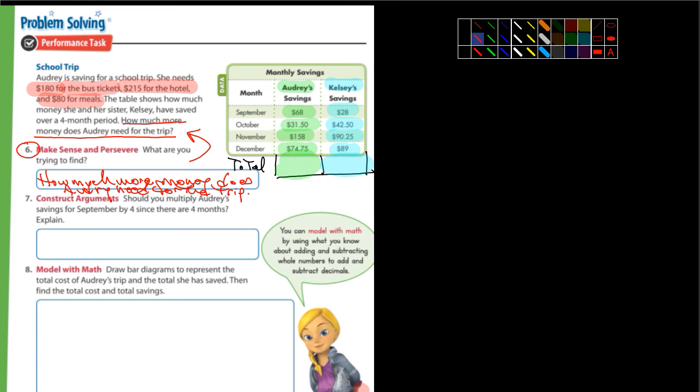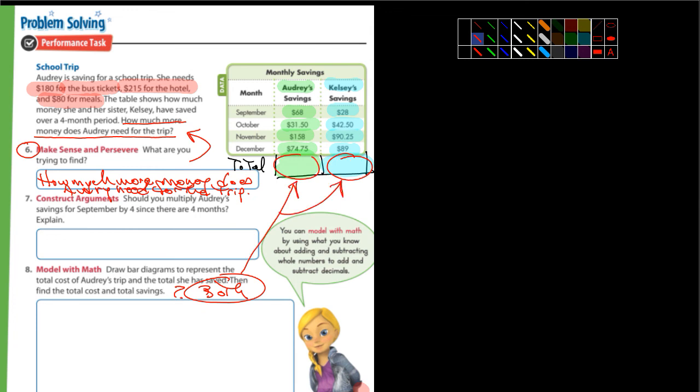And then finally, it says, draw a bar diagram to represent the total cost of Audrey's trip. Looks like they're not too worried about Kelsey's savings. And then find the total cost and savings. Oh, well, if you're finding the total, then I guess you would add them both up. I'm assuming. I don't know if they're just looking for Audrey's total or both of theirs. I'm not sure. So I'm just going to put down both. So do it for both. The total for both right here. That one and that one.